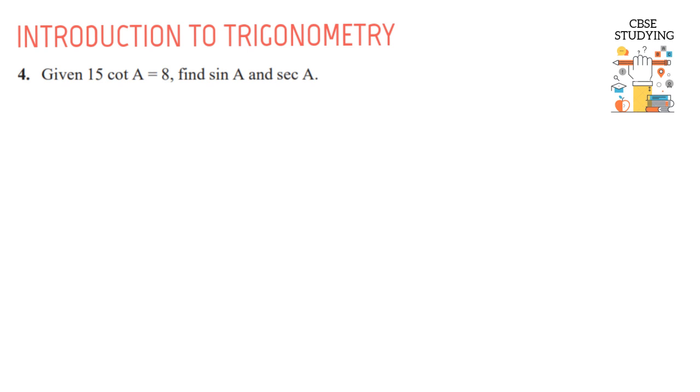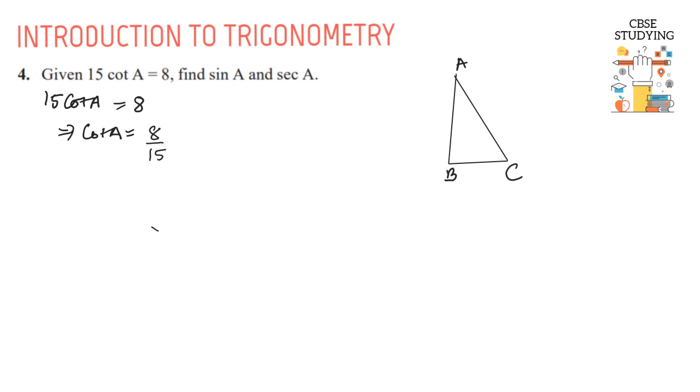Next question. 15 cot A is equal to 8. So first of all, even before we move forward, let's just simplify this. 15 cot A is equal to 8, which implies that cot A will be equal to 8 by 15, right? Now let's draw the triangle. One more time, what was the trick that we had learned? OAO by HHA, correct? This was for sine, cos and tan. And for the other three ratios, we learned to do the reverse of this, HHA by OAO. So this becomes cosec, sec and cot.